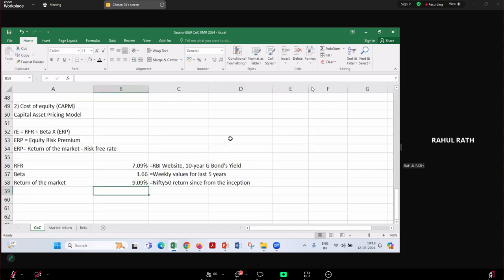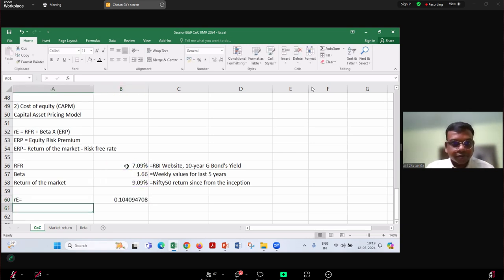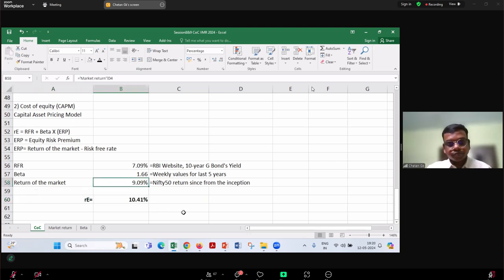I'll click this. Clear everybody? So cost of equity, let us compute now, is equal to RFR plus beta times risk premium is market return minus RFR. So I got, clear everybody? 10.41.